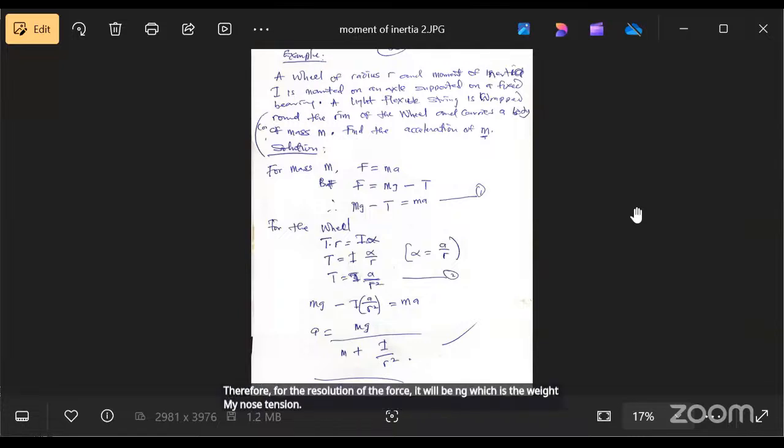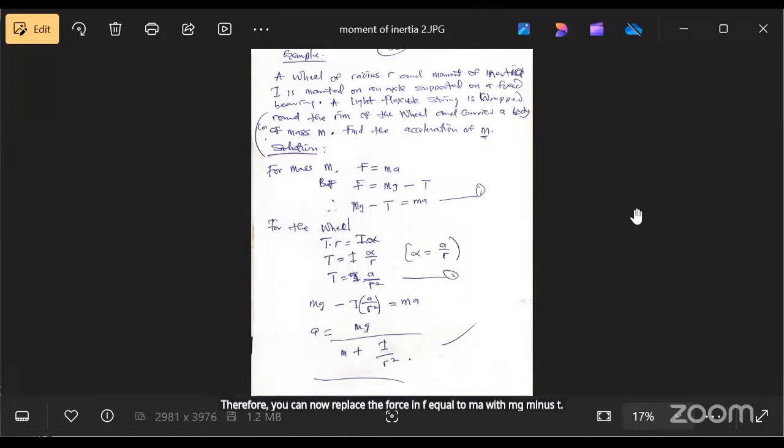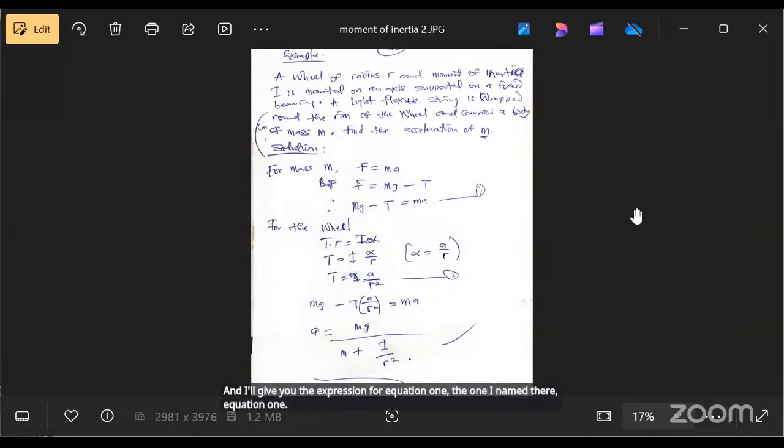Therefore, you can now replace the force in F equals MA with mg minus T. And that gives you the expression for equation 1, the one I named there. That is mg minus T equals MA. That is the tension. It is very, very important there.